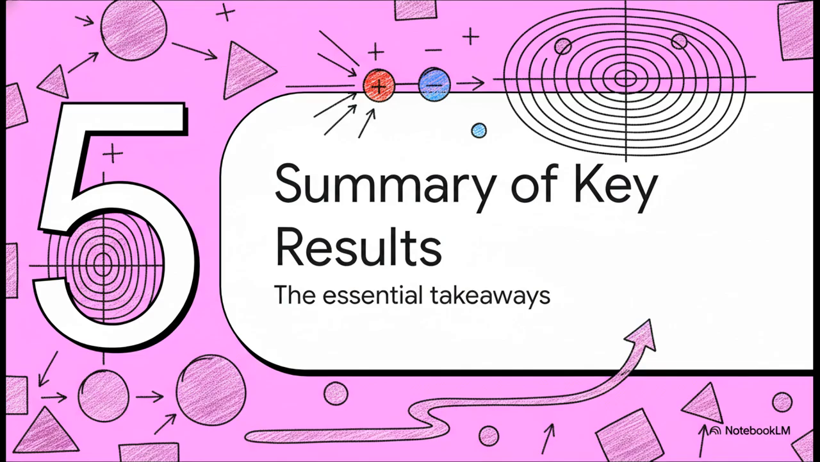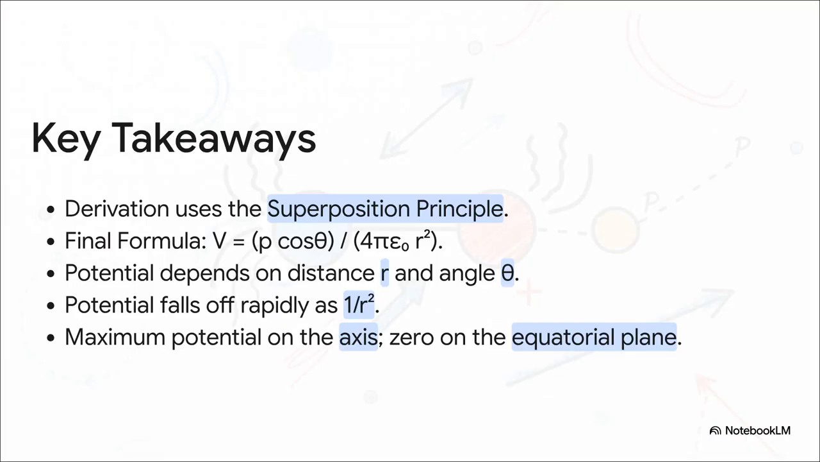We have covered a lot of ground, from the basic definition all the way to a final formula and what it means. So let's wrap this all up with a quick, concise summary of the most essential things to take away from all this. So, what are the crucial points to remember? Number 1, our whole derivation is built on the superposition principle. Number 2, our final powerful formula is V equals P cosine theta over 4 pi epsilon naught r squared.